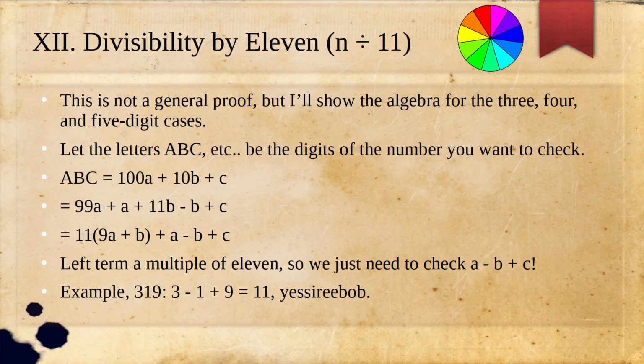We can convert these powers of 10 into their nearby multiples of 11, plus or minus 1 to bring it back to their proper values as the case is for each. So that gives us 99A plus 11B minus B plus C. We can now separate out the parts that are a multiple of 11. So we have 11 times 9A plus B, plus A minus B plus C. So since the left term, 11 times 9A plus B, is definitely a multiple of 11, we need only worry about the right part. Is 319 a multiple of 11? 3 minus 1 plus 9 equals 11, so it surely is.